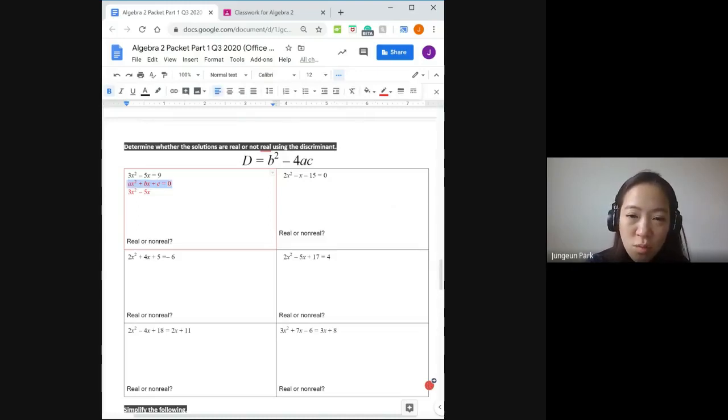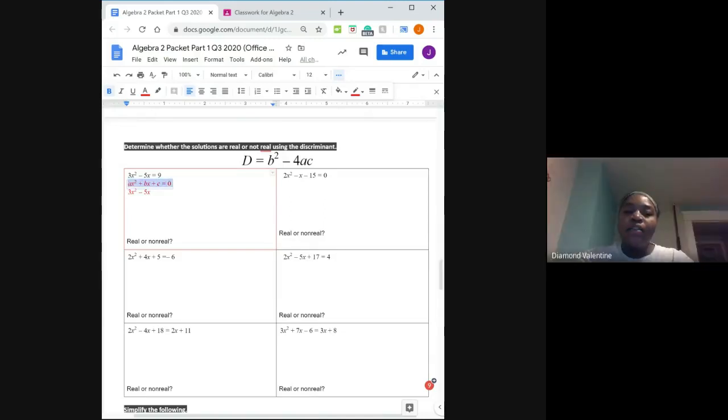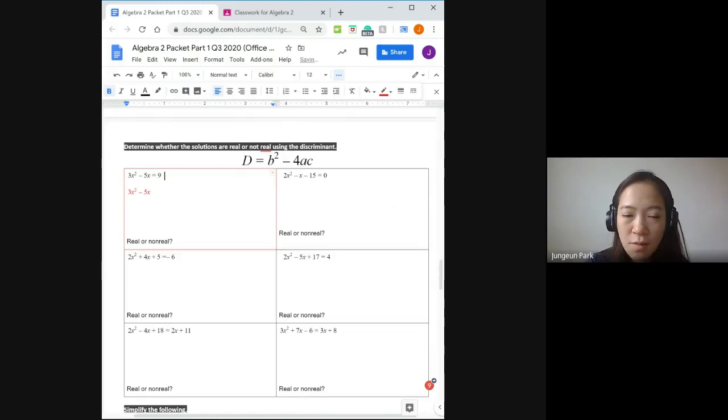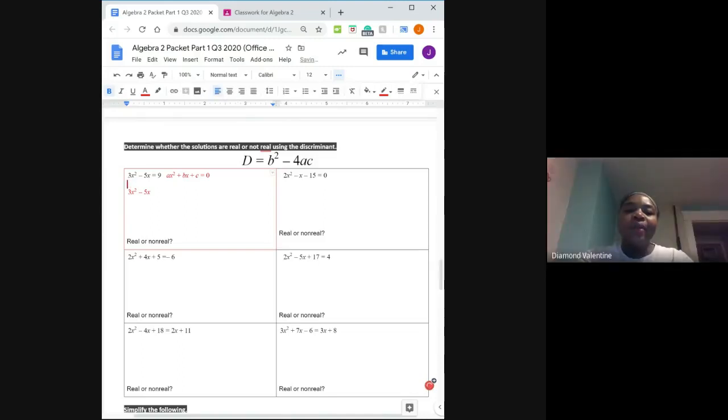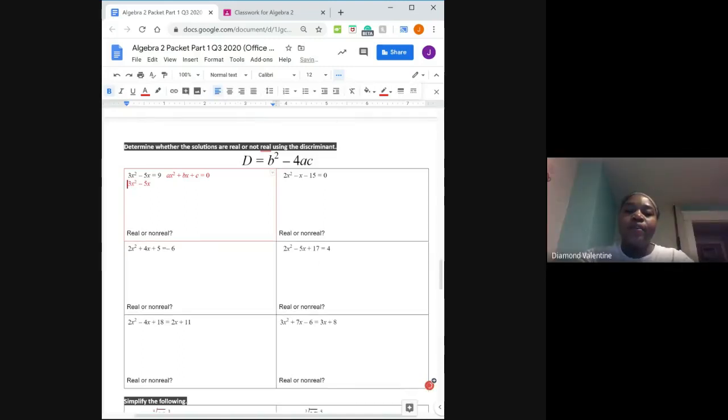So what we need to move is not this negative 5x, but what? The 9. Very good. So you need to subtract what from both sides? The 9. Very good. So if you subtract 9 from both sides, then what do you get? You get 3x squared minus 5x, and the 9 would be minus 9.